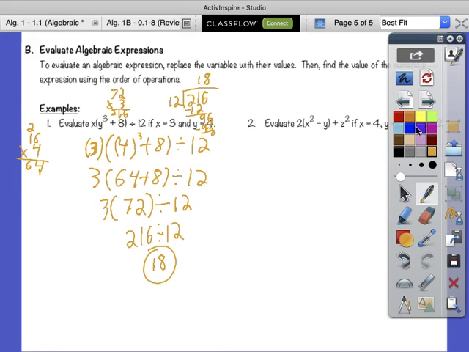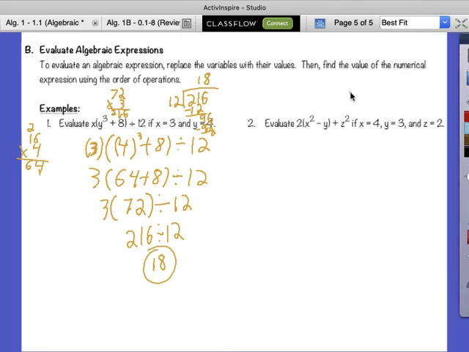So, evaluate 2 times the quantity of x squared minus y plus z squared. So we have 3 variables this time, x, y, and z. If x is 4, y is 3, z is 2. Can somebody help me write this one out with numbers instead of variables? Okay, Emily. So it would be 2 parentheses 4 squared minus 3 parentheses and then plus 2 squared.